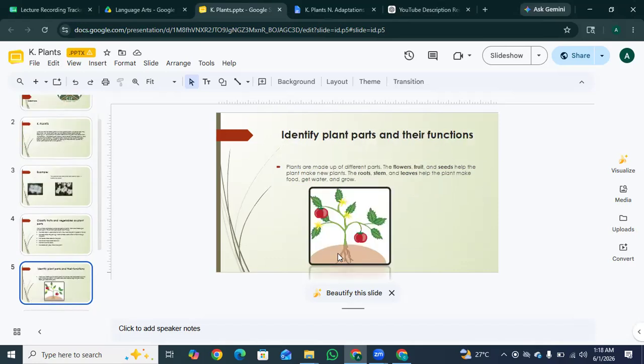So the next one is identify plant parts and their functions. Plants are made up of different parts. The flower, fruit, and seeds help the plant make new plants. And the root, stem, and leaves help the plant make food, get water, and grow. So basically, plants use their different parts together to survive and make more plants. Like the flower, fruit, and seeds focus on creating new life. The roots, stem, and leaves focus on gathering food and water so the plant can grow big and strong.